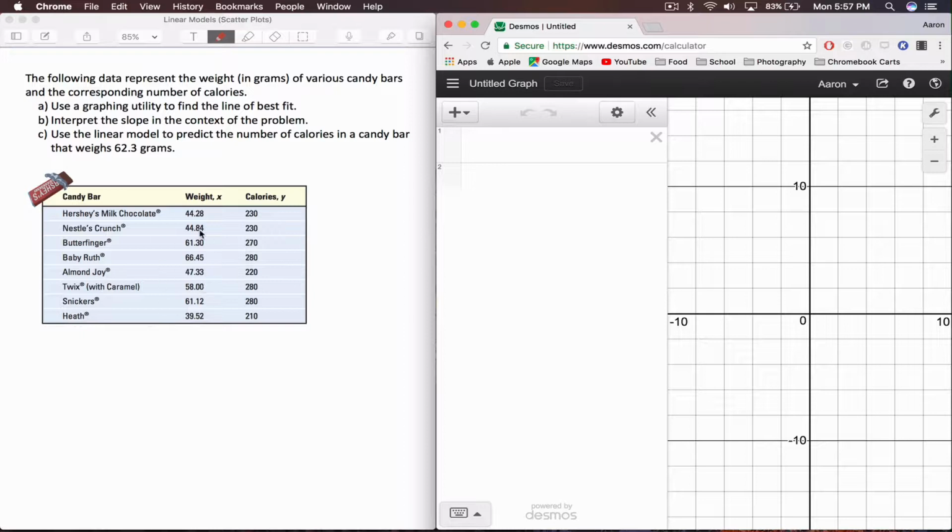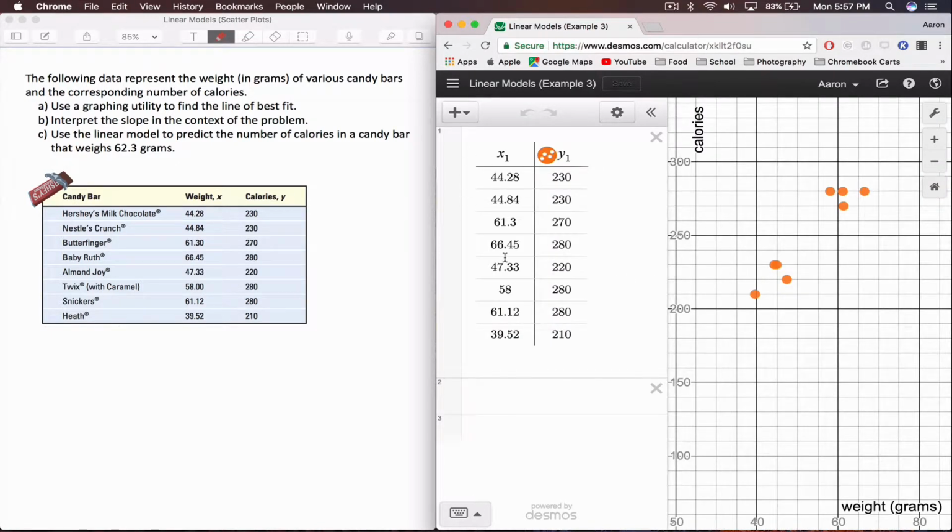So we don't have one that weighs that much in here, so we can actually use our line of best fit to estimate the number of calories that would be in a candy bar of that weight. That's the whole point of a line of best fit. So right now I'm going to input my data into my table, and again we're probably going to have to make some adjustments to our X and Y axes so that we can better see our data. So go ahead and input your data now, and I will do the same, and then we can take a look at what it all means.